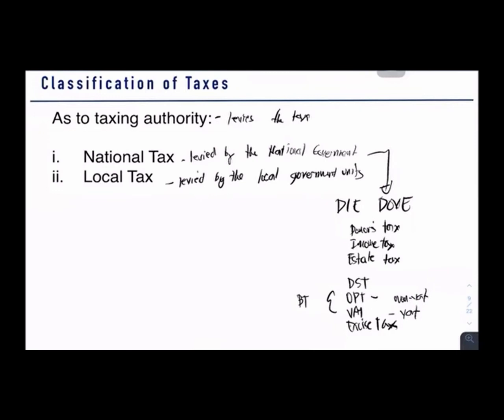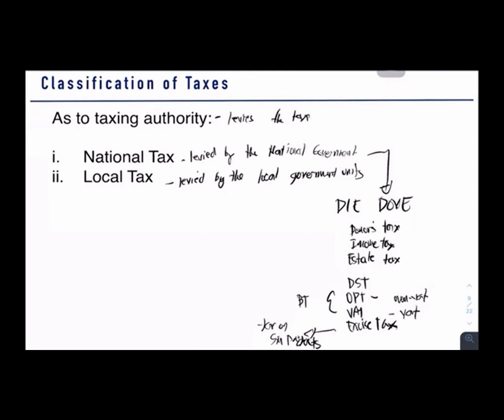How about an excise tax, the last item? What is an excise tax? An excise tax is a tax on sin products. Please do not confuse yourself with excise tax according to the classification of tax as to your subject matter. But if we say excise tax as a national tax, it is a tax on sin products. So what are your sin products? Examples are automobiles, gas, what else? Cigarettes, alcohols. So those are different taxes on sin products. Okay, so we have DIDAV as your national tax.